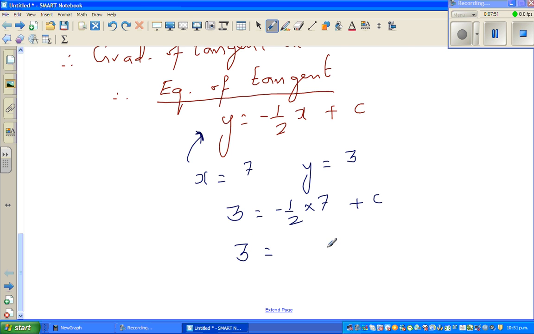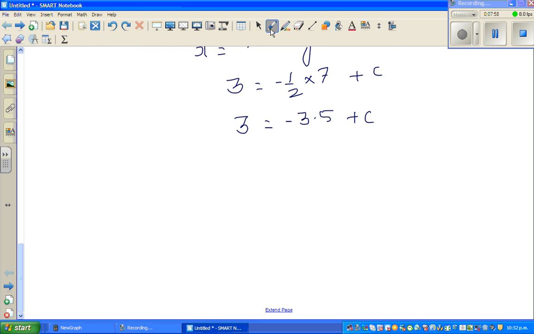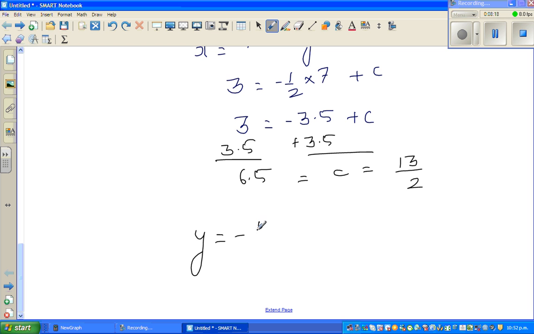So 3 is equal to negative 3.5 plus c. If you add 3.5 to both sides, c is 6.5, which is equal to 13 over 2. So the equation of the tangent is y is equal to negative half x plus 13 over 2.